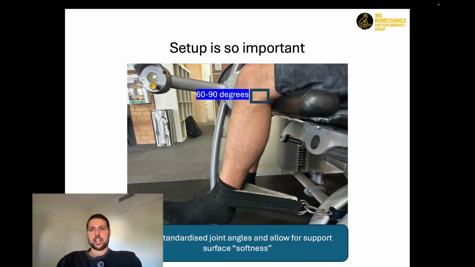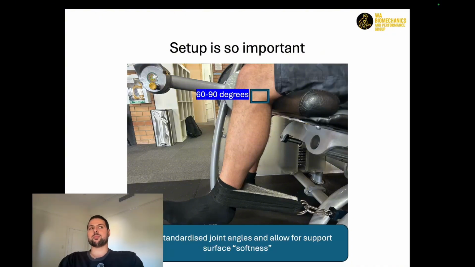We also want to try and keep the same joint angles. We want to keep the same joint angles, and we also want to make sure that joint angle is optimal for the muscle length-tension relationship that we're trying to capture. Because there's no point trying to test a peak force of the extensor mechanism at 0 degrees or full extension, because it won't be able to show us much.